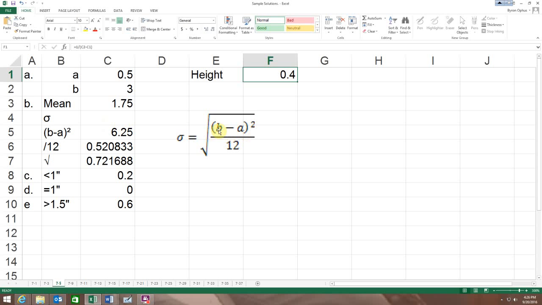which again is (b minus a) squared, or 3 minus 0.5, so 2.5 squared is equal to 6.25. Then I have to divide that by 12, and I end up with this, and I take the square root of that. So that's my standard deviation, which I asked you guys to do. I probably should put mine into some kind of a color. It's kind of dark. I like something a little lighter.